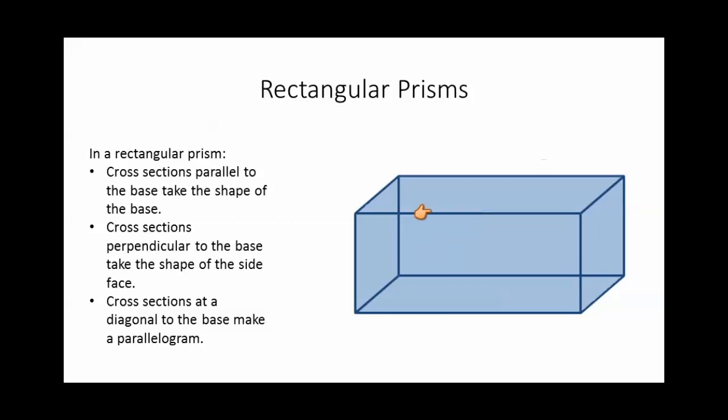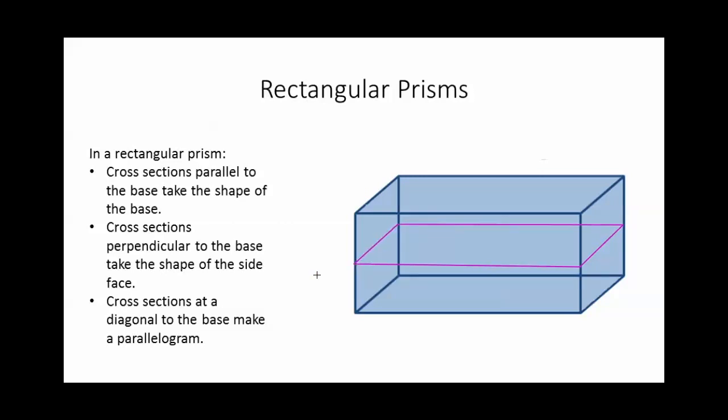In these figures, we talk about taking cross sections, what the resulting shape looks like. If we're to talk about a cross section parallel to the base, meaning if we were to cut this horizontally in half, and look at the cross section, we would end up with another rectangle.